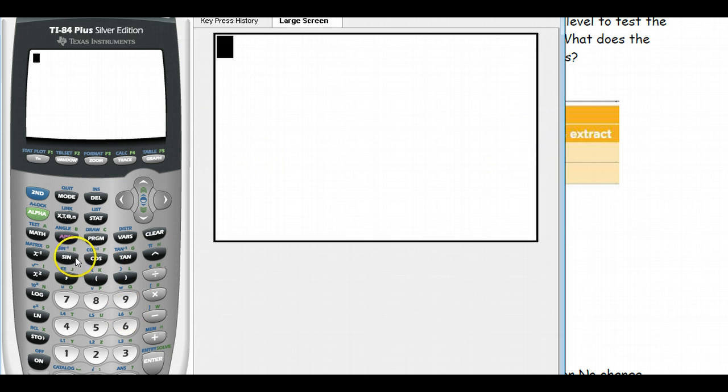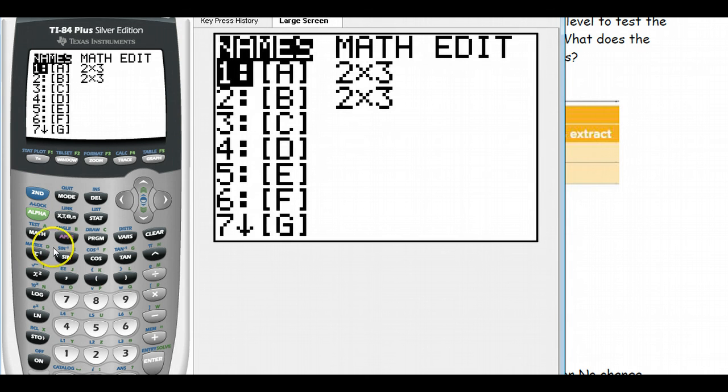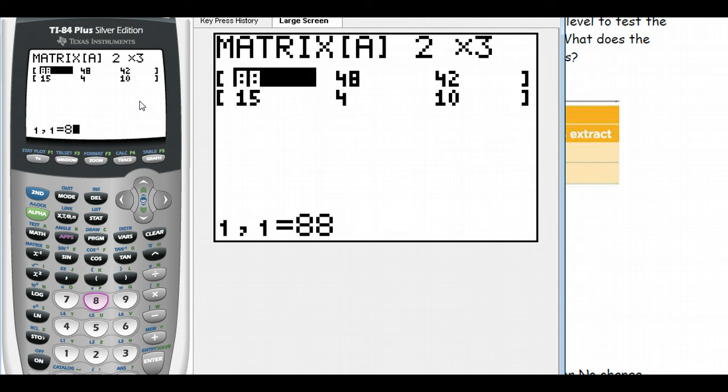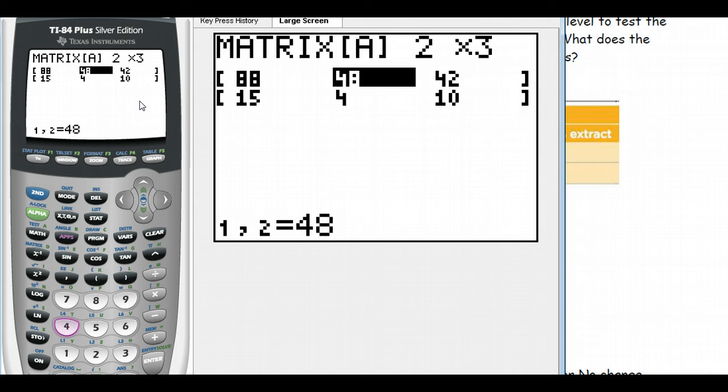Instead, what we're going to do, we're going to go to matrix. If you look at matrix underneath that x to the -1, you see a little matrix sign. Push second matrix. And you'll see mine, yours is probably empty, or you might have something different. Go ahead and push over to edit, and push 2, enter, 3, enter, and then you're going to start filling in. Mine's already filled out, so you can pause it and fill it in, but if you just hit 88, enter, and so on, 48, enter, it'll keep on going to the next one.